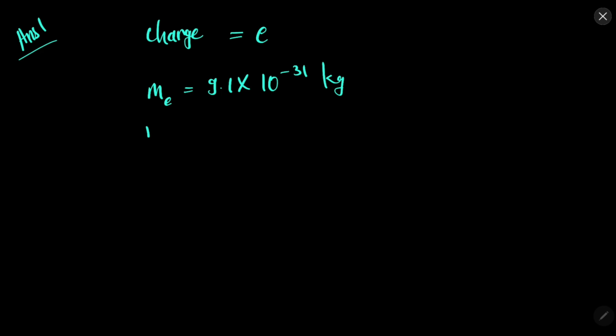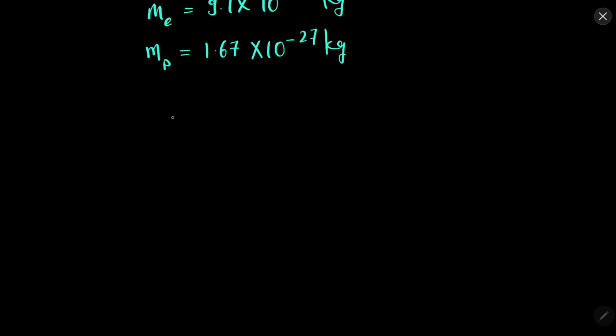So this is the first one. Let the charges be having charge E. So charge on the particles be E. Now we know that mass of electron is 9.1 into 10 to the power minus 31 kg. Mass of proton is 1.67 into 10 to the power minus 27 kg. Let the electric field be E.